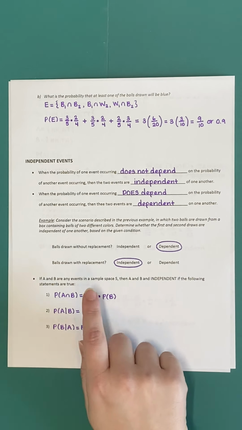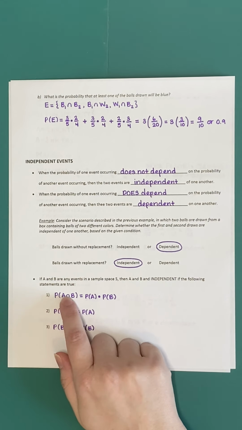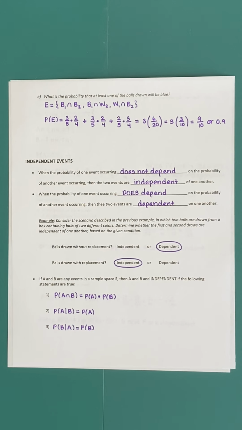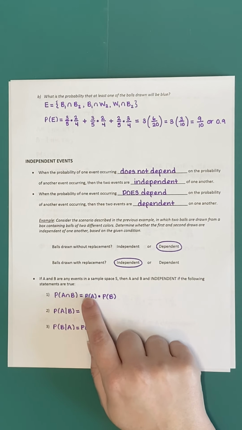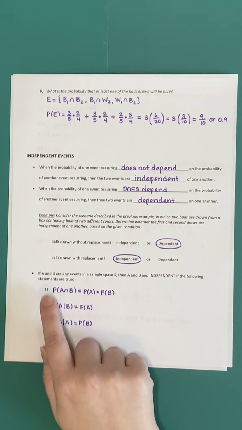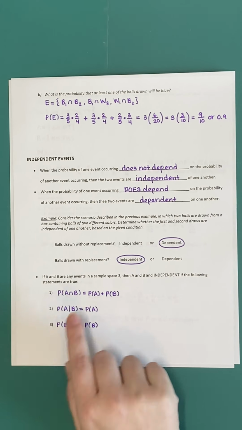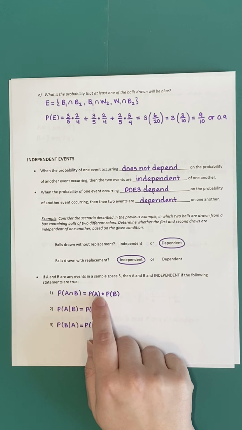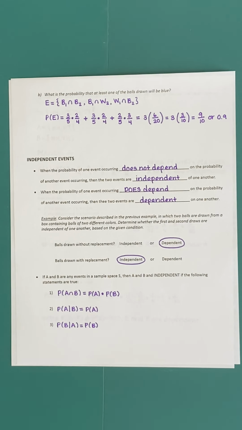In other words, if you can determine the probability of the intersection of both events occurring, and if you can determine the probability of the individual events occurring, then if the probability of the intersection happens to be the same as the product of the individual probabilities, if those two expressions are the same, then you know that the events are going to be independent of one another.